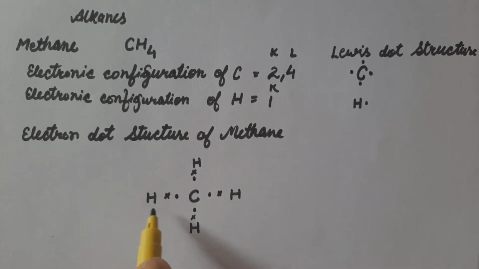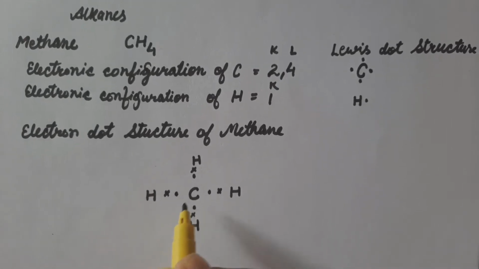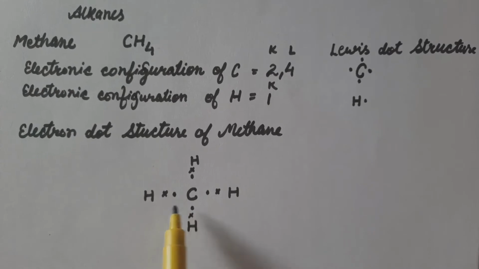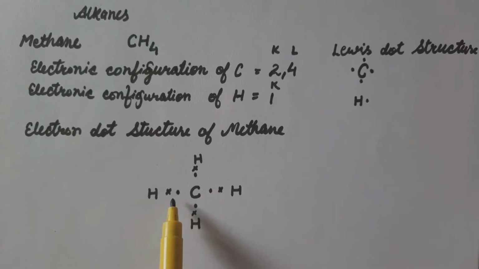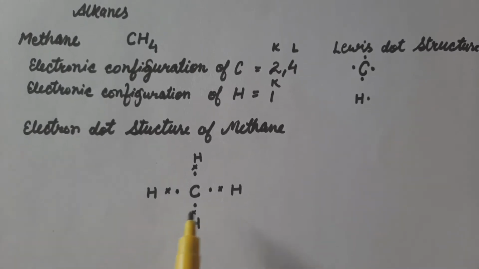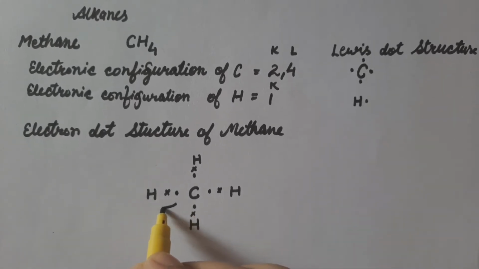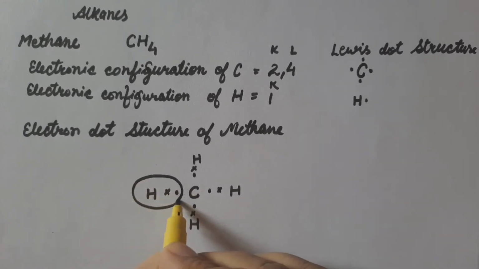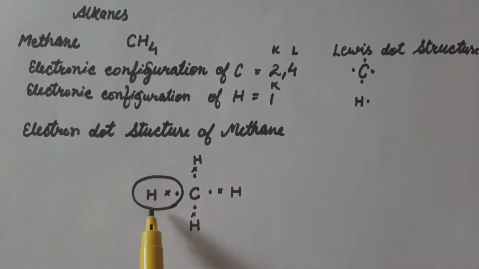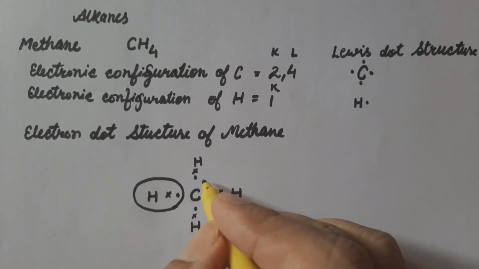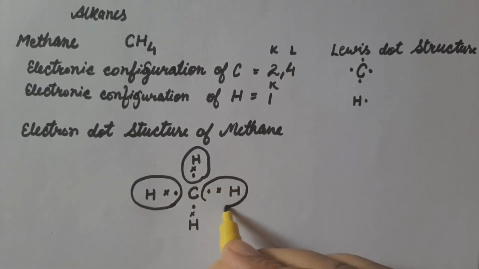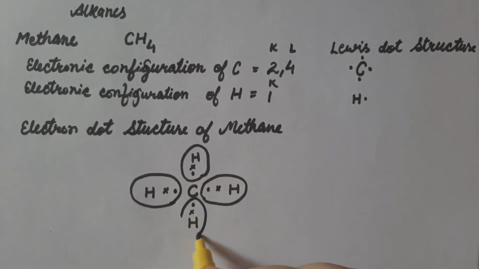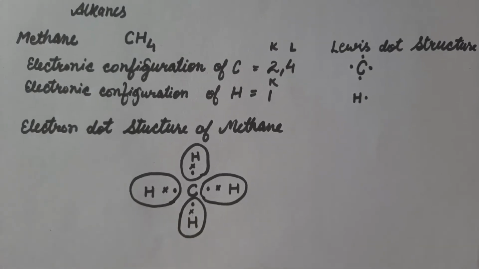Hydrogen will share its electron with carbon, so a single bond is formed. What is a single bond? A single bond is formed when there is sharing of 1 electron pair between 2 atoms. The K shell of hydrogen is filled now. It has 2 electrons by sharing. Likewise, all the hydrogens do. The K shell of each hydrogen is filled.